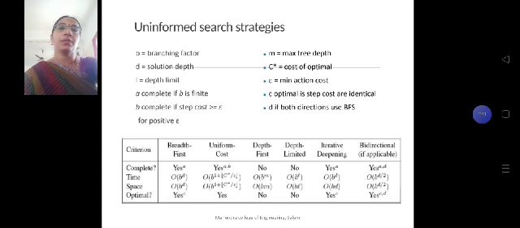So here is the comparison chart for all the types of uninformed search strategies. Here B is the branching factor, D is the solution depth, L is the depth limit. A is complete if B is finite, B is complete if step cost is at least epsilon, positive. M is the maximum tree depth and C star is the cost of the optimal solution.